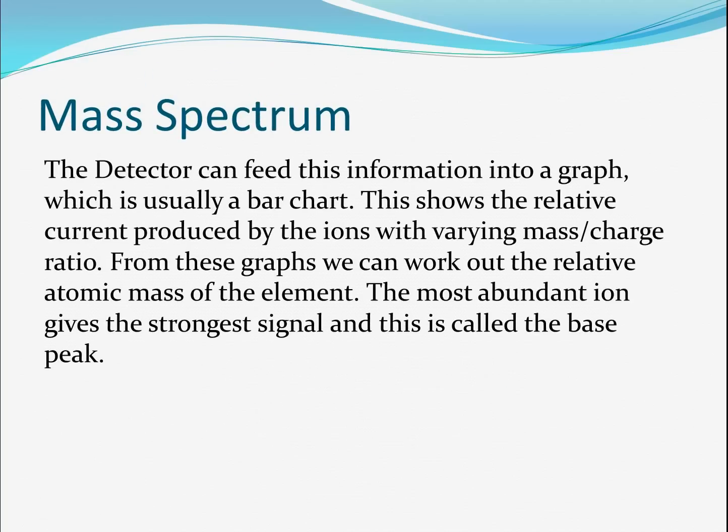So basically this is the mass spectrum, this is the result. We enter it into a computer and we get a bar chart from it, and this is how it works. It shows you the relative current and it gives you the mass and charge. You might have seen these in the textbooks you've been studying. It's a simple way of showing them.